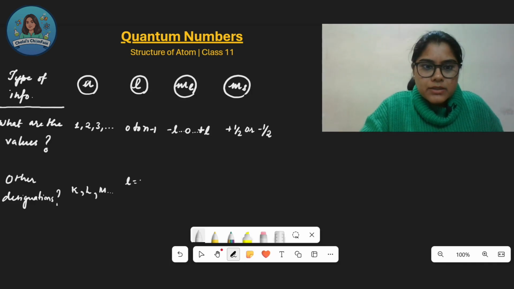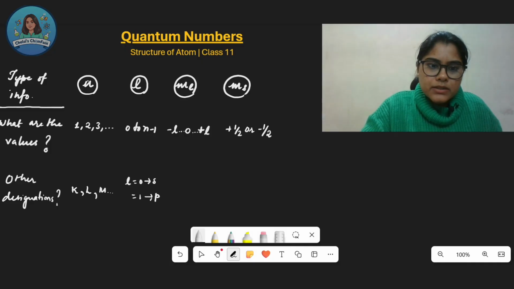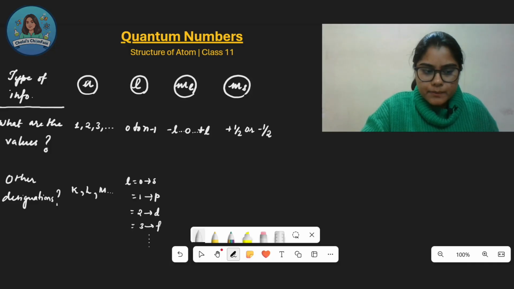We have already discussed that when l is equal to 0, it corresponds to the s subshell. When it is 1, it corresponds to the p subshell. When it is 2, it corresponds to the d subshell. When it is 3, it corresponds to the f subshell, and so on. All right.